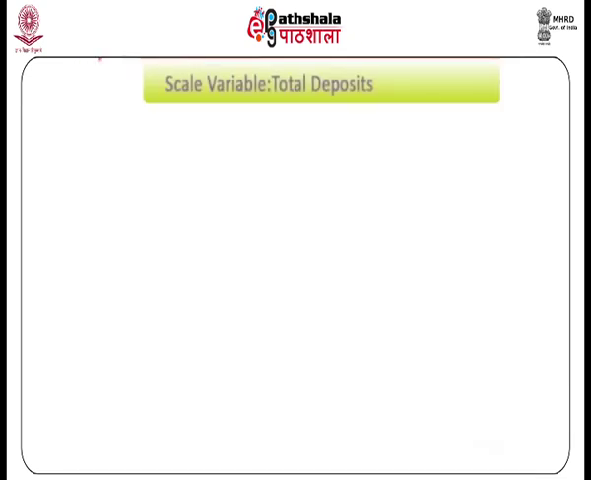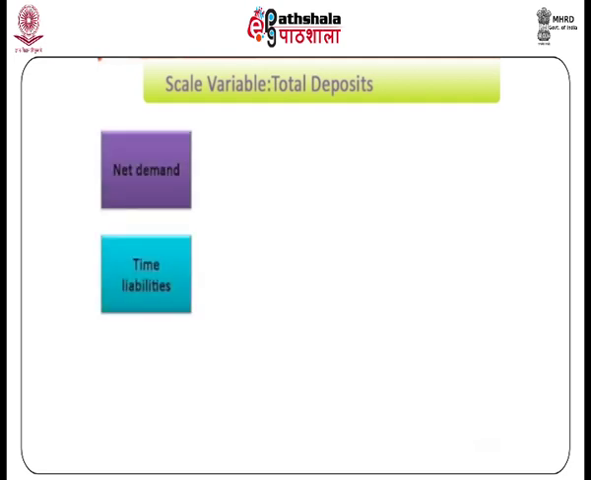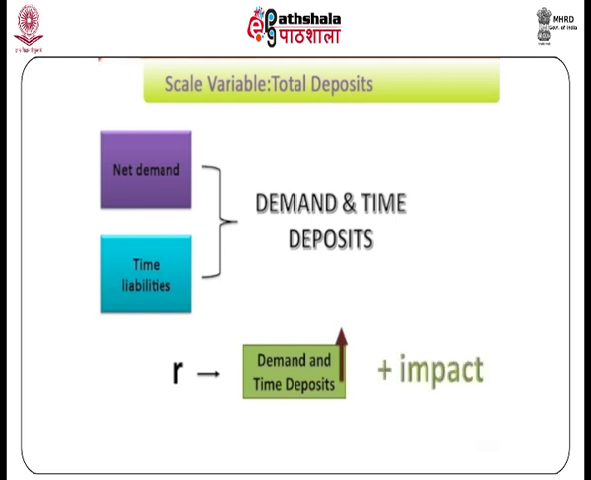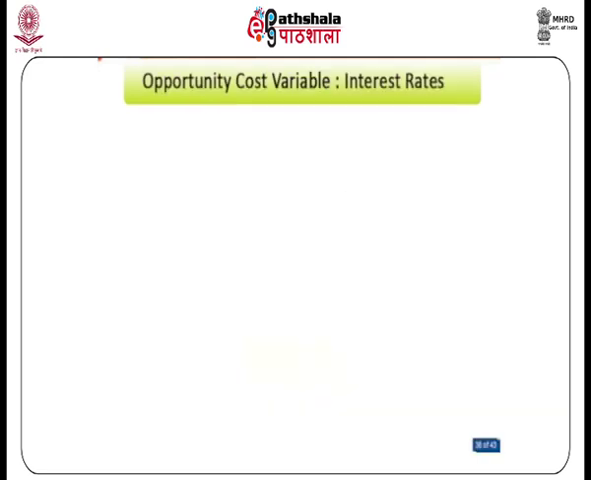Scale variable: total deposits. The scale variable which affects the reserve ratio in the case of banks would be its net demand and time liabilities, which can be represented by the bank's demand and time deposits. Since the reserve ratio is a proportion of these deposits, an increase in these deposits would have a positive impact on the reserve ratio.